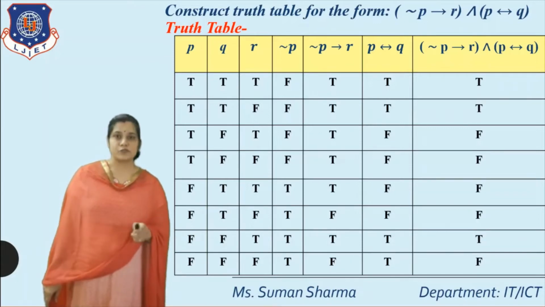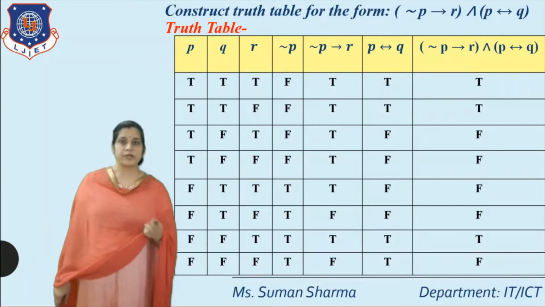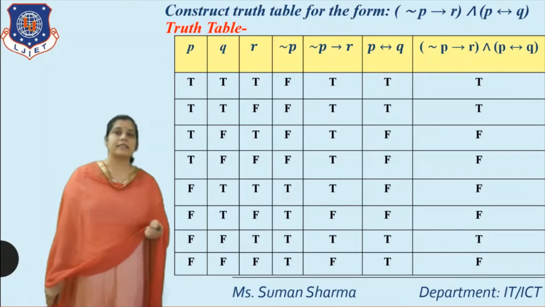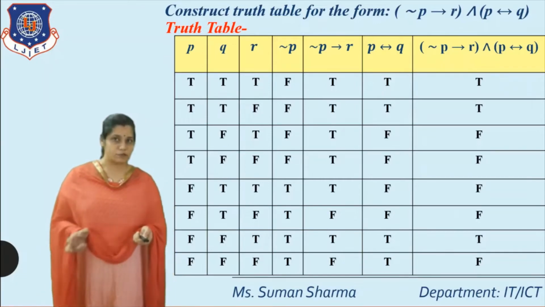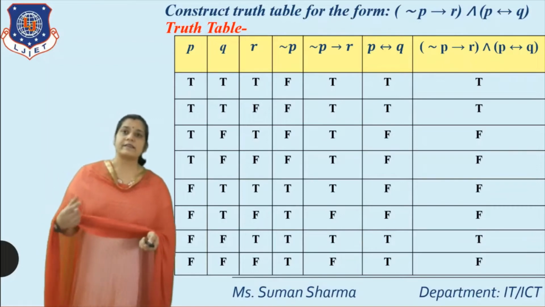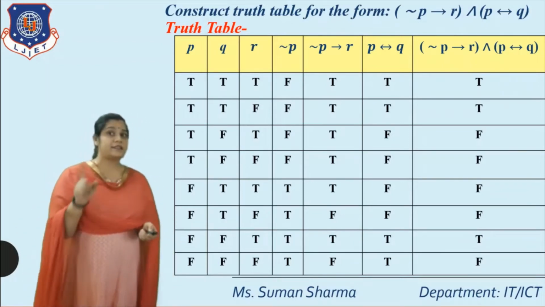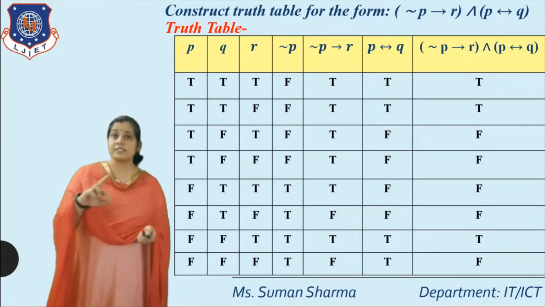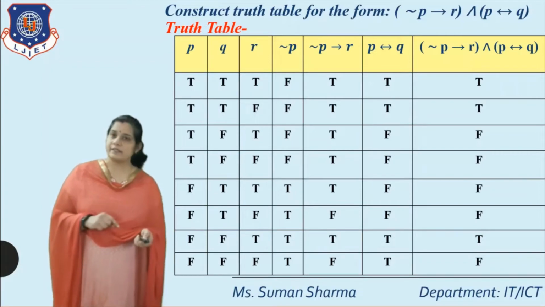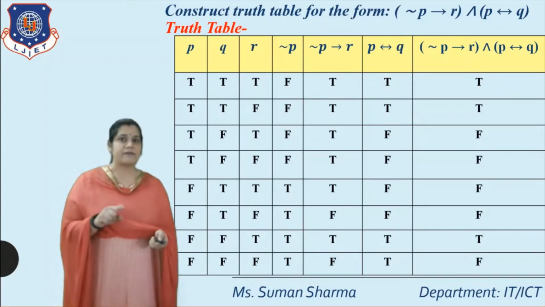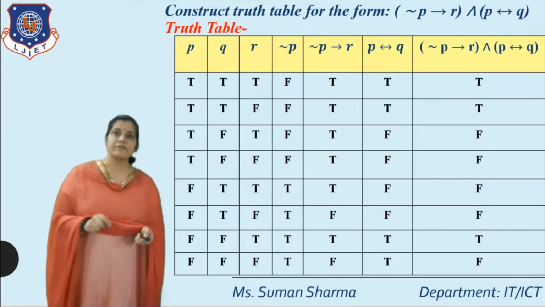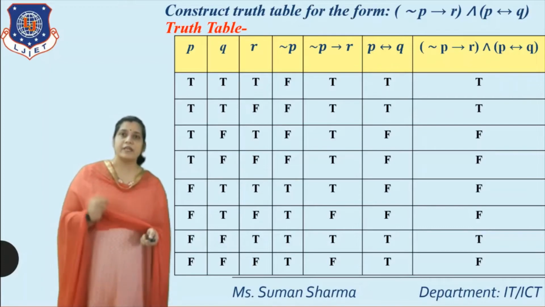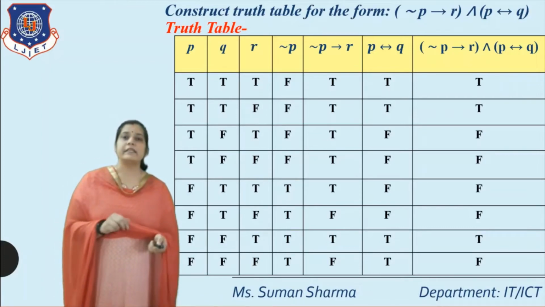If two statements are true or two statements are false, you write only true. But if one statement is true and the second is false, or just the opposite, first false and second true, you write according to your second statement. Just like FT: what is the second statement? T, so we write T. FF, we write T. FT, we write T. TF is F. TT is T and TF is F.